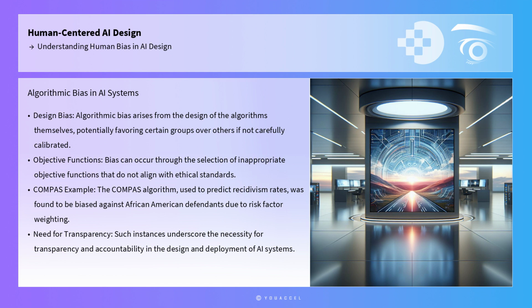Algorithmic bias is another form of bias that arises from the design of the algorithms themselves. Some algorithms may inadvertently favor certain groups over others if not carefully calibrated. This can occur through the selection of inappropriate objective functions that do not align with ethical standards or through the use of biased feature selection. An example of this is the COMPAS algorithm used to predict recidivism rates, which was found to be biased against African American defendants due to the way risk factors were weighted. Such instances underscore the necessity for transparency and accountability in the design and deployment of AI systems.